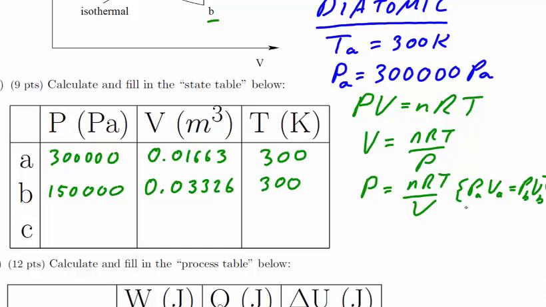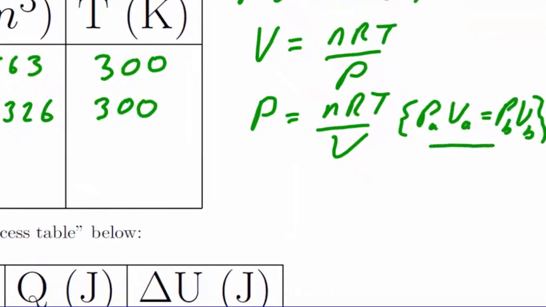Please note that we could have gotten this same result a second way. We could have used the PVT relation for an isothermal to relate pressure and volume at moment A to pressure and volume at moment B, and we would have gotten exactly the same result.